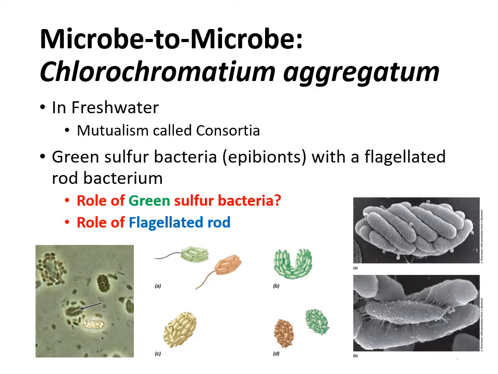Now, what's cool about this one is if you look in the figures and see what's happening, you have a flagellated rod that's in the center of the consortia, and then you have all of these green sulfur bacteria that basically attach on, grab on. So you end up with this big structure, this consortia, where you have the non-motile green bacteria attached to that flagellated rod, and now movement is possible. And basically, this is very close, intimate contact. There's suggestions that they even fuse their periplasms, and that it helps facilitate the transfer of nutrients from that phototrophic green sulfur bacteria to the flagellated rod.